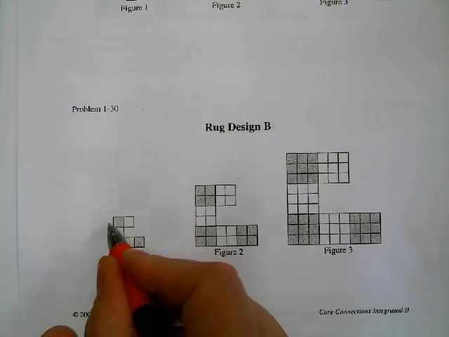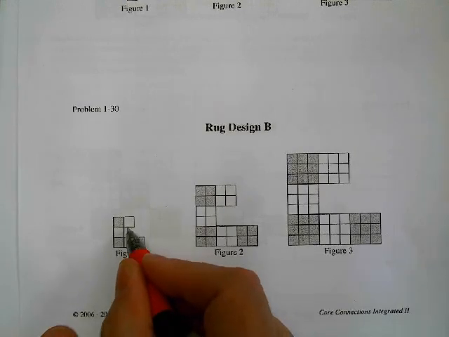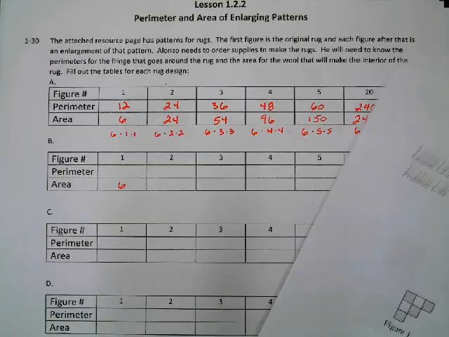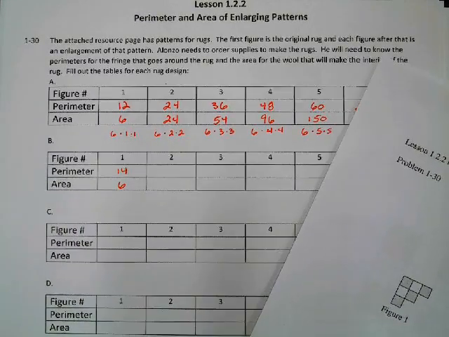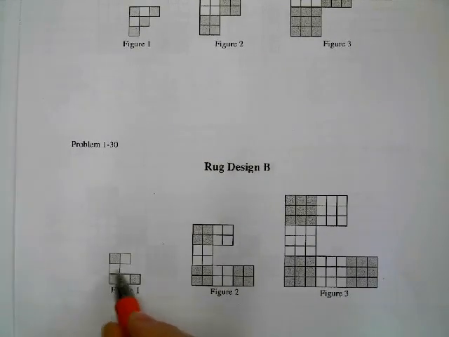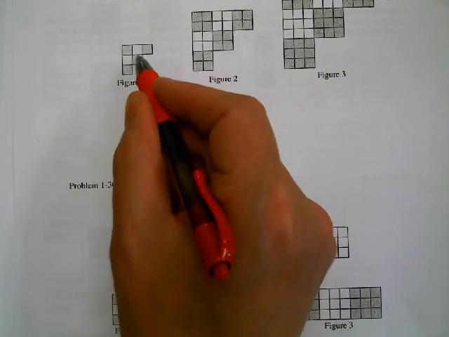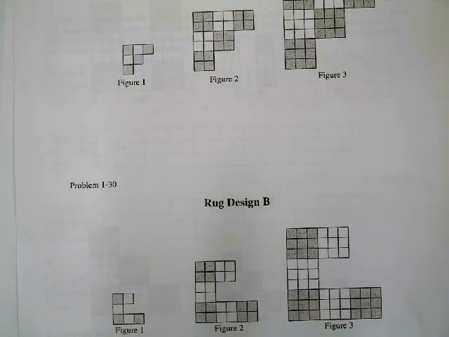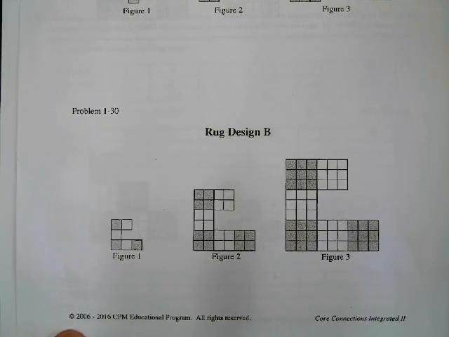Let's look at the perimeter. 1, 2, 3, 4, 5, 6, 7, 8, 9, 10, 11, 12, 13, 14. Looks like we got 14 for the perimeter. So we got different perimeters, but we have the same area. Now there's a reason why we have different perimeters. All of these, they're connected, but they're all on the outside. Whereas this one, it's connected here, so there's less perimeter to go around because it's not on the outside.